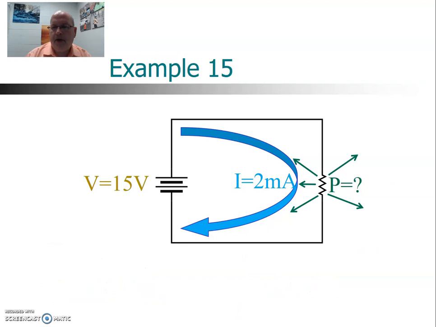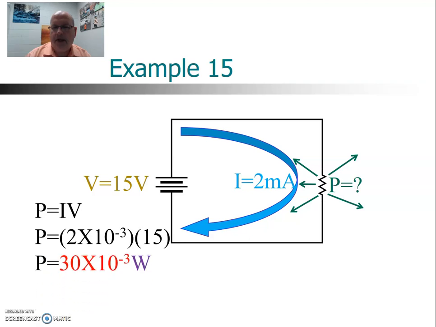And here's another one. We're trying to find power in this case. So power is equal to current times voltage. We have 2 milli, 2 times 10 to the minus 3 times 15. That gives us 30 milli, which is 30 milliwatts.